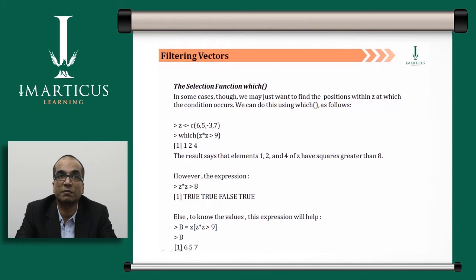The first element, 6 multiplied by 6 is 36, which is greater than 9, so it's true. 5 times 5 is 25, which is greater than 9, so the second location also returns true. Minus 3 times minus 3 is 9, which is equal to 9, not greater, so it is false and that's not a location. The fourth location, 49, is greater than 9, so that's true. So it says that the first, second and fourth locations follow this rule. That's how you can see this.